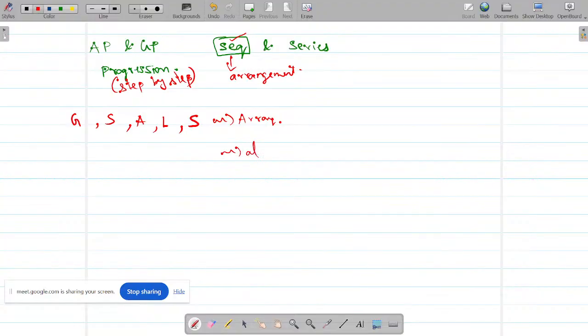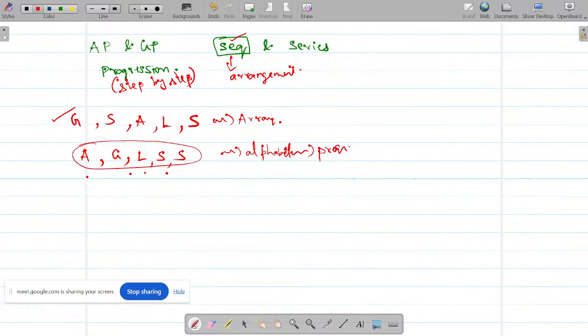If I take this alphabetically, there is a particular order. You're strong with English alphabets, right? So which one comes first? Strictly A. For me also A, for you also A, right? Then G, then L, then S and S. If I have this as a different arrangement, that's also right, but this cannot have a different arrangement. Because it's given in alphabetical order, I have to go A, then G, then L, then only S. This is what you call some type of a progression.